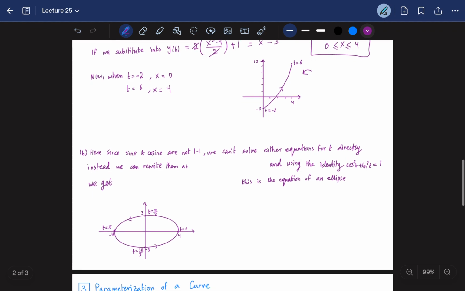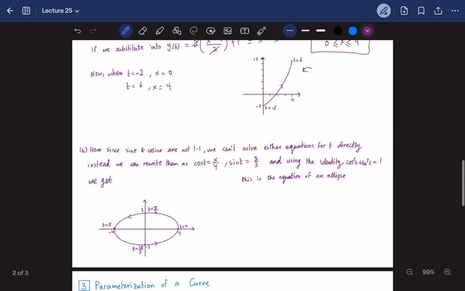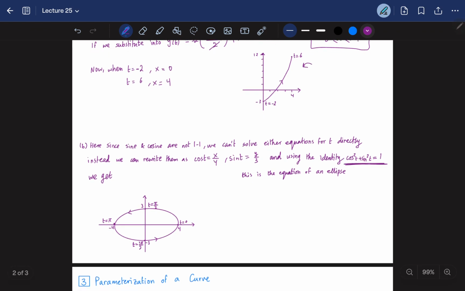So what we do here, we rewrite the equations that we have, and we use one of the identities to help us find the equation in terms of x and y. Here, once you solve it for cosine of t and sine of t, you're going to get this. Then I'm going to use the identity that we already know, which is cosine squared plus sine squared is equal to 1. So let's just plug the values in.